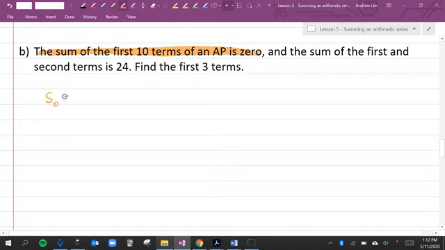Sum of the first 10 terms is going to be n on 2, or 10 on 2, which is 5, bracket 2a, plus n minus 1 d. This is n, remember? So 9d. And the sum of those is equal to 0. I'm going to simplify this to make it easy. I'm going to divide both sides by 5 to get 2a plus 9d is equal to 0.